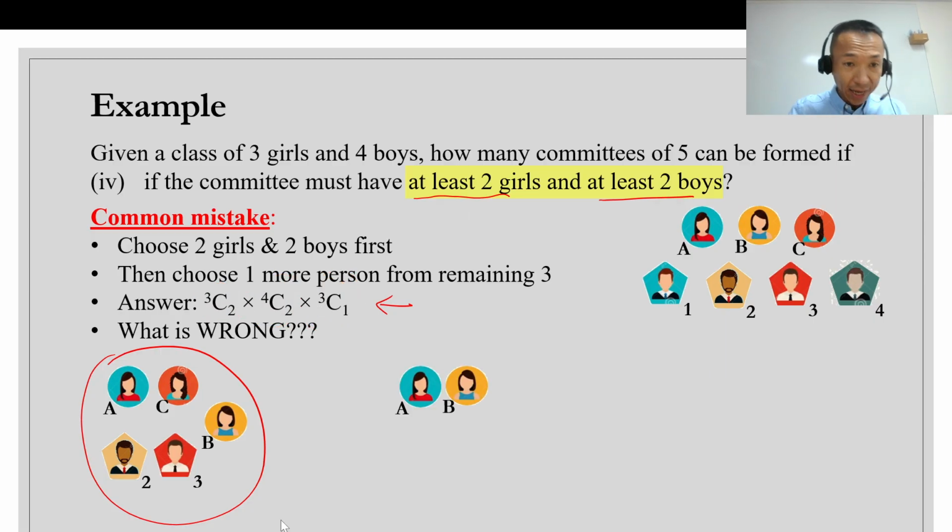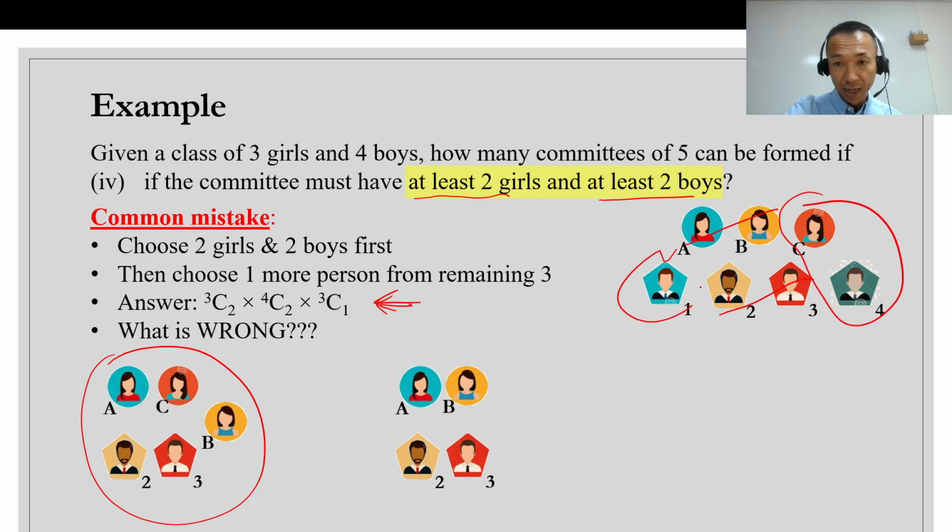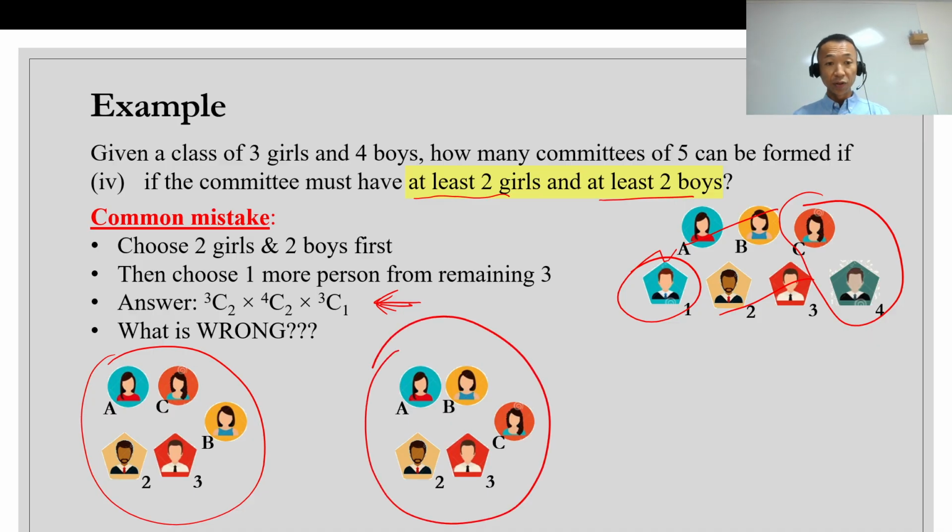Now, in another case, instead of choosing A and C, I could have chosen A and B. That's considered different already. And by luck, I could have chosen 2 and 3 as the 2 men. And out of the remaining, after A and B are gone, 2 and 3 are gone, I could have chosen any one of the 3, and then I could have chosen C. So which is what I see here. So far so good. Now, if you are sharp enough, you will realize that actually this set of 5 and this set of 5 are the same.